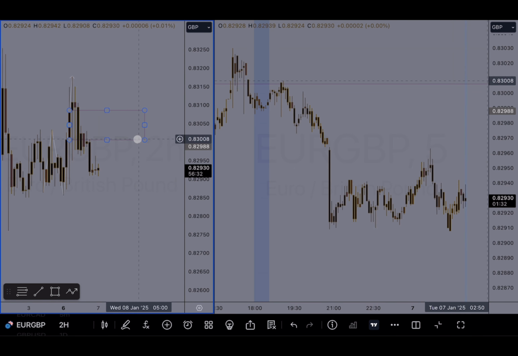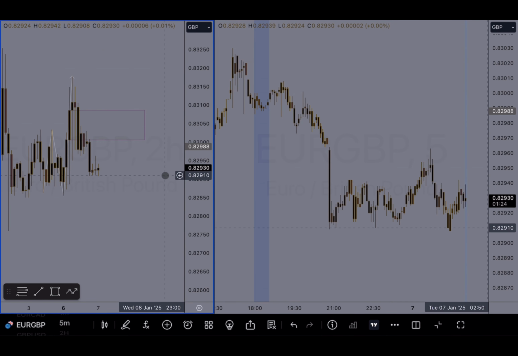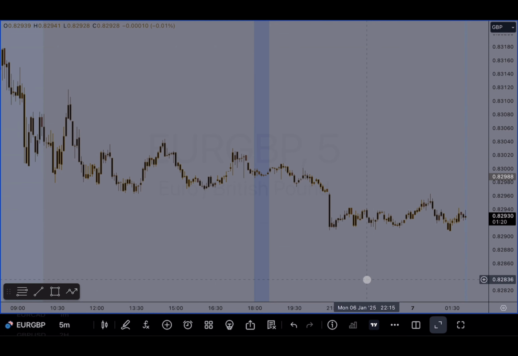Okay, and we don't want this showing on the lower time frame chart because we don't want to crowd our charts too much. So we're gonna go ahead and make that invisible on a lower time frame, and then we can drop down to our lower time frame.